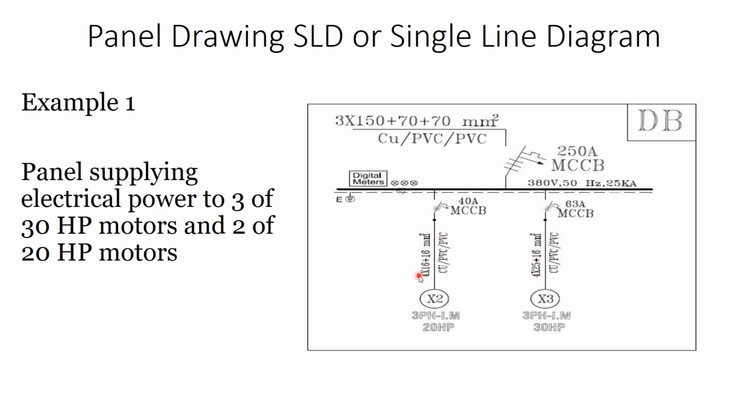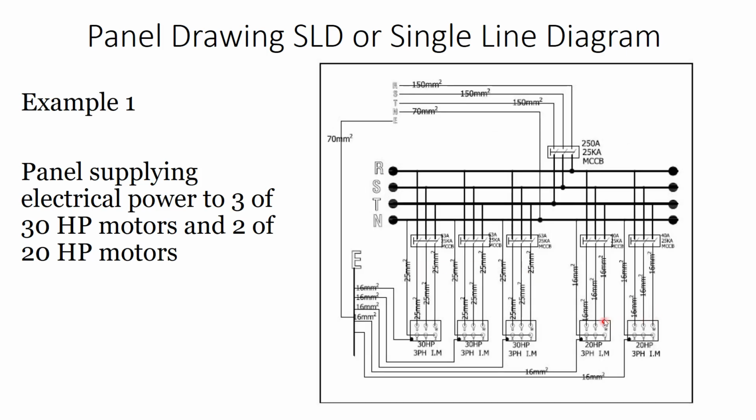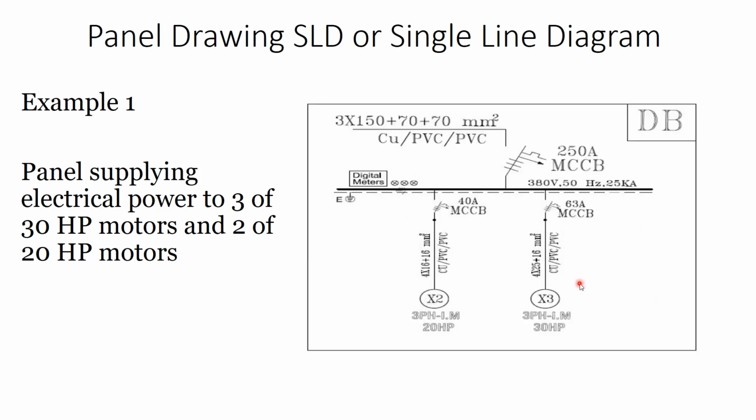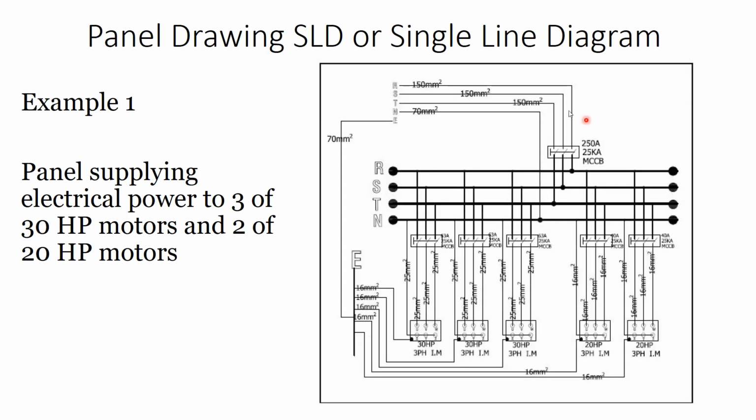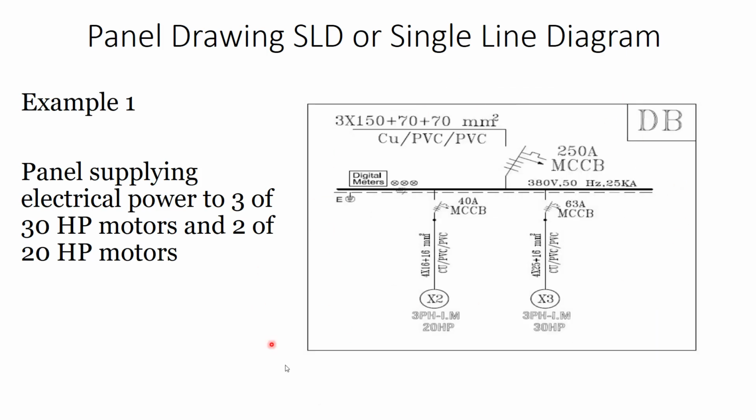Similar to this one, 4 multiplied by 16, 4 cables of 16 millimeter. So 4, which means 3-phase and neutral, 16 millimeter, plus the earthing of 16 millimeter square. You can see here copper, PVC, PVC, which is the conductor, insulation, and outer sheath. So we represented here the single line diagram for this large system in just an easy method like this.